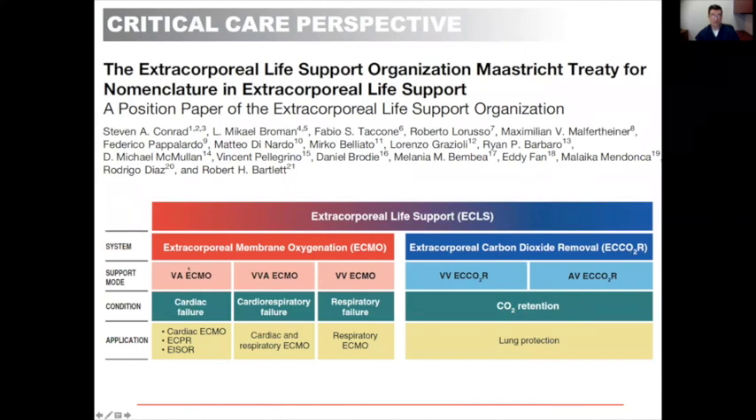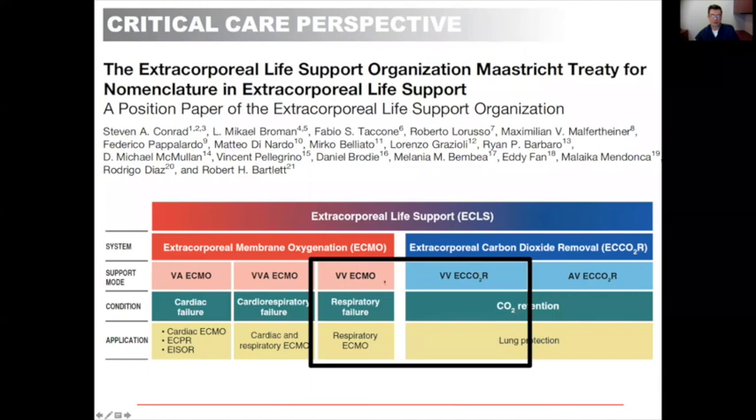Within ECMO is VA ECMO for cardiac failure, VV ECMO for respiratory failure, and then VVA or VAV for a combination of cardiorespiratory failure where you're using 3 or more cannulas. I won't get too much into ECOR today, but that's using the same kind of veno-venous setup, but simply at lower blood flows with the intention of removing carbon dioxide. It can also be done arteriovenous, but that's not very common in this day and age. And so I'll focus on VV ECMO and a little bit on VV ECOR.